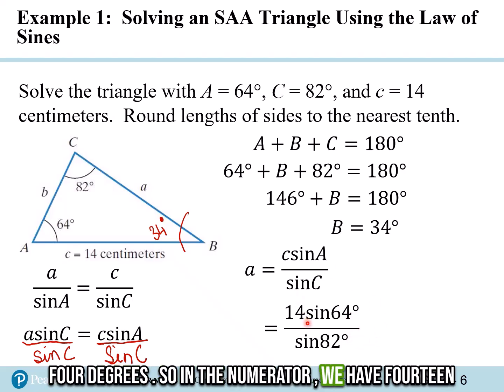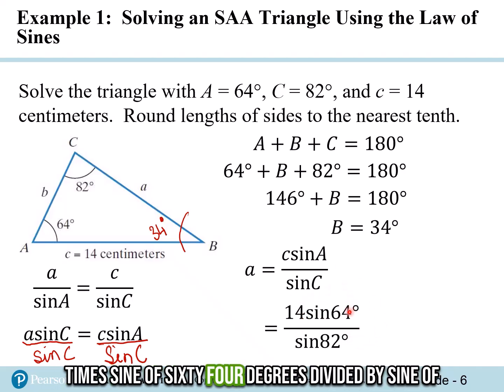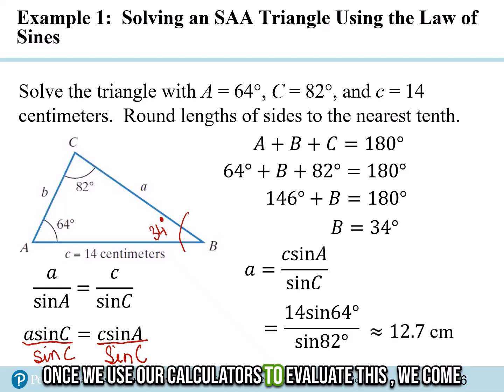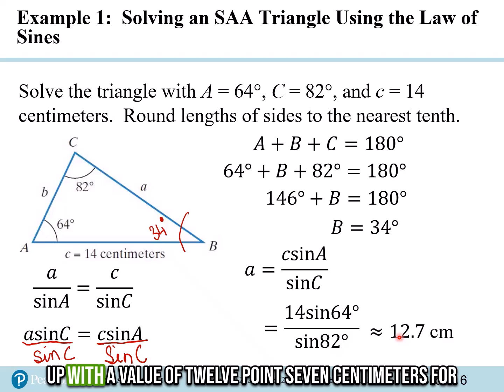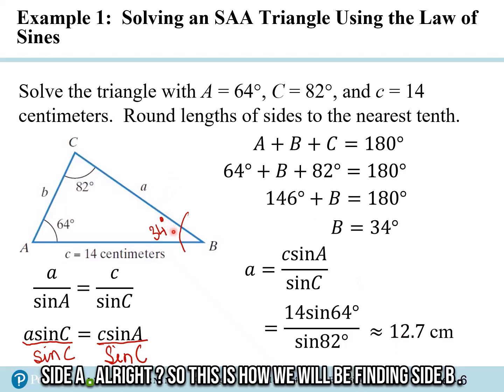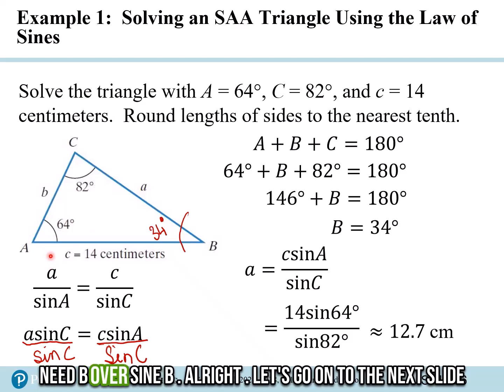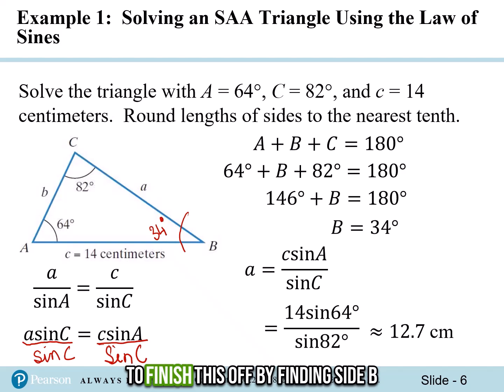So in the numerator, we have 14 times sine of 64 degrees divided by sine of 82 degrees, which is the value of angle C. And once we use our calculators to evaluate this, we come up with a value of 12.7 centimeters for side A. All right, so this is how we will be finding side B, but there we will need B over sine B. All right, let's go on to the next slide to finish this off by finding side B.